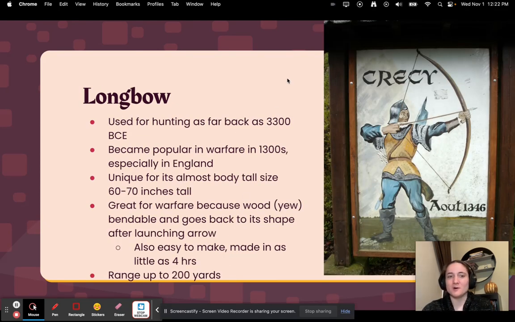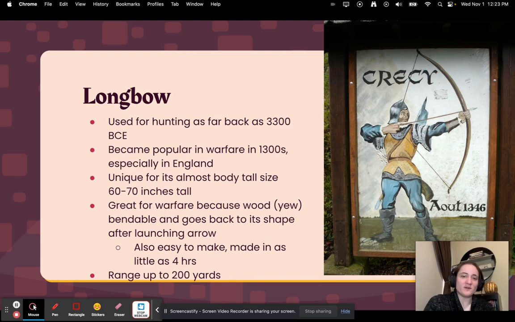Then there's the longbow. This was used for hunting as far back as 3300 BCE, so it's more of an ancient technology, but it became very popular in warfare in about the 1300s CE, especially in England. It's unique for its almost body-tall size, as you can see in this picture. I know this is just a painting, but if this dude put it down by his feet, it'd be almost as tall as he is. It could be anywhere between 60 to 70 inches tall.